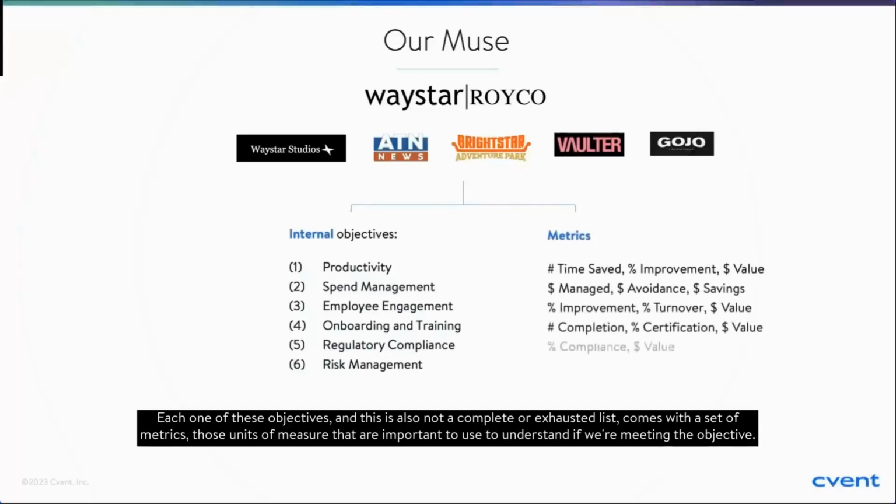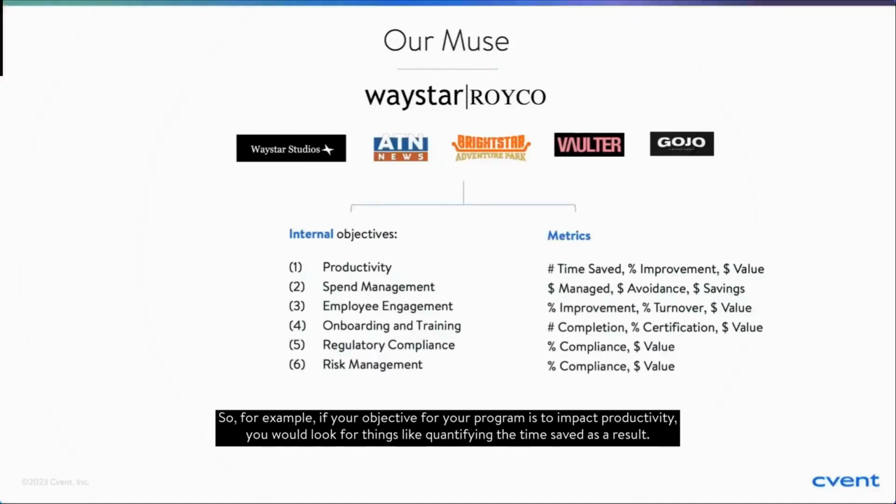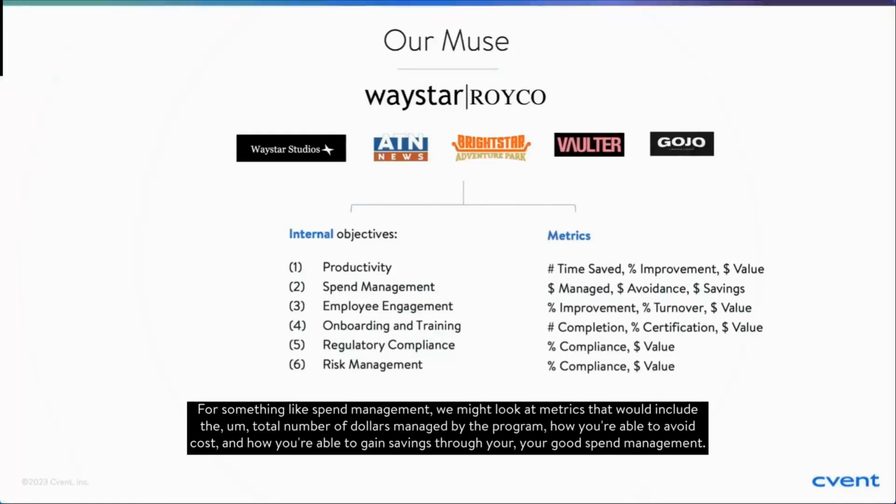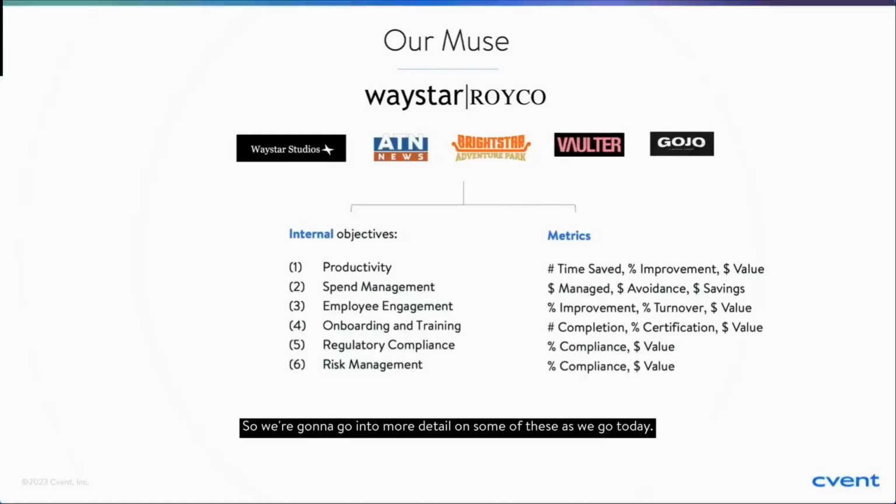Each one of these objectives, and this is also not a complete or exhaustive list, comes with a set of metrics, those units of measure that are important to use to understand if we're meeting the objective. So for example, if your objective for your program is to impact productivity, you would look for things like quantifying the time saved as a result of someone attending a particular meeting or event, where we would look for improvement on that metric. For something like spend management, we might look at metrics that would include the total number of dollars managed by the program, how you're able to avoid cost, and how you're able to gain savings through your good spend management. So we're going to go into more detail on some of these as we go today.